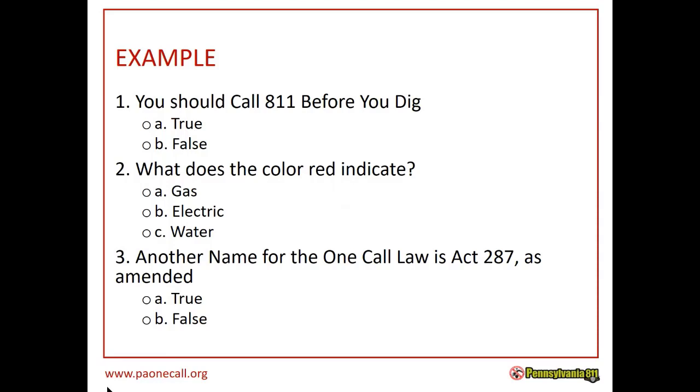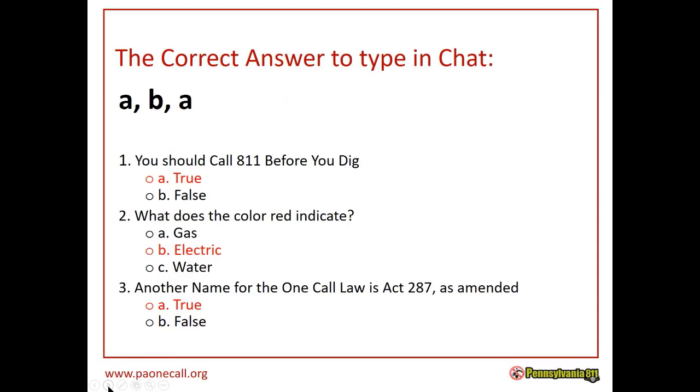And then number 3, another name for the one call law is Act 287 as amended. Is that A, true, or B, false? So at this point, you can go into the chat. This is the example, though, so you're not going to win a prize for this one. You should have the answers A, comma, B, comma, A. So you should have had true, that you must call 811 before you dig. You should have electric for the color red. And you should have true for another name for the one call law is Act 287 as amended.